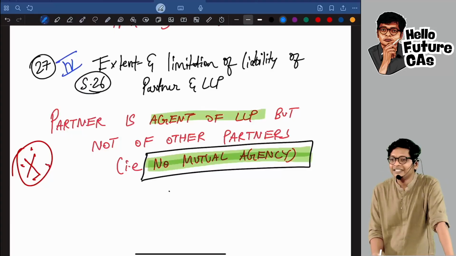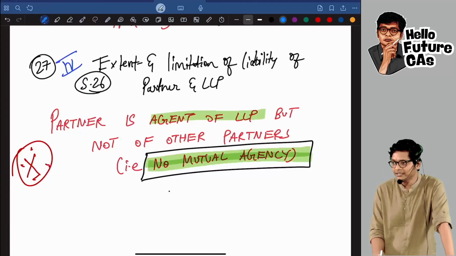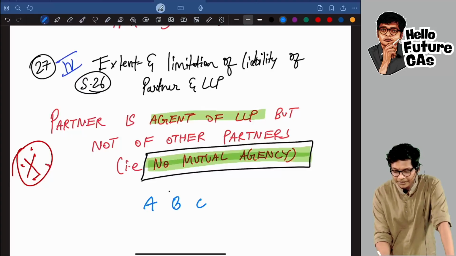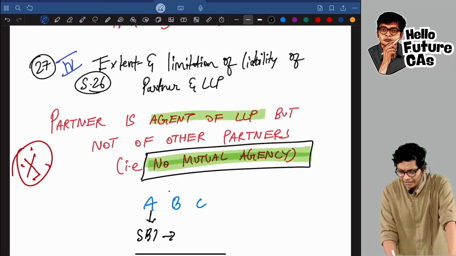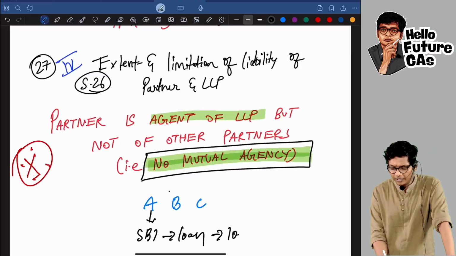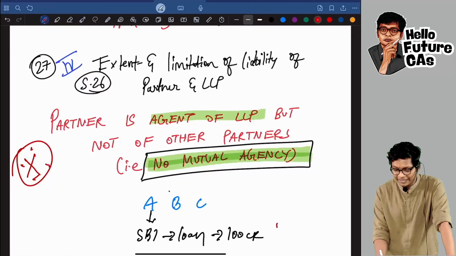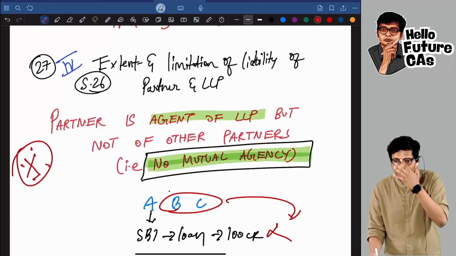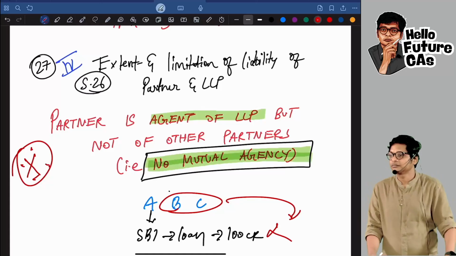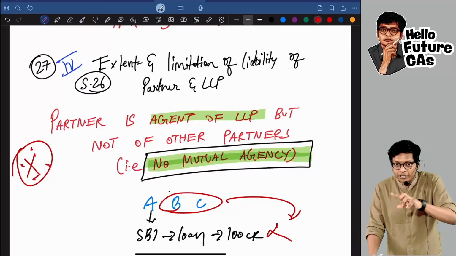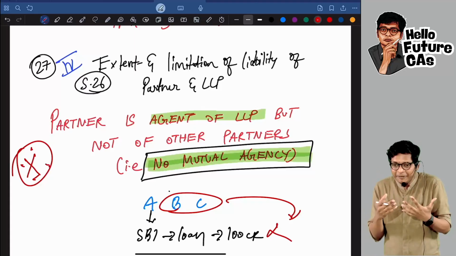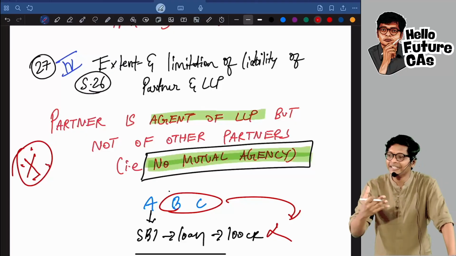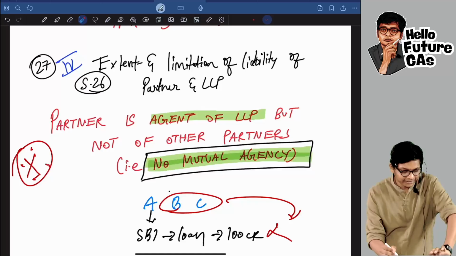Sir, what is this mutual agency? Simple. What is mutual agency, guys? If there is a firm with three partners A, B and C, and A goes to State Bank of India and takes a loan of 100 crores, and A is not able to repay, then B and C will have to repay the loan. Because in partnership, liability is joint and several. Liability is unlimited. Mistake of one person, I have to bear the loss. If my wife makes a mistake, do I have to bear the loss? No. Because in a husband-wife relationship, they are agents of each other. Deemed agents.